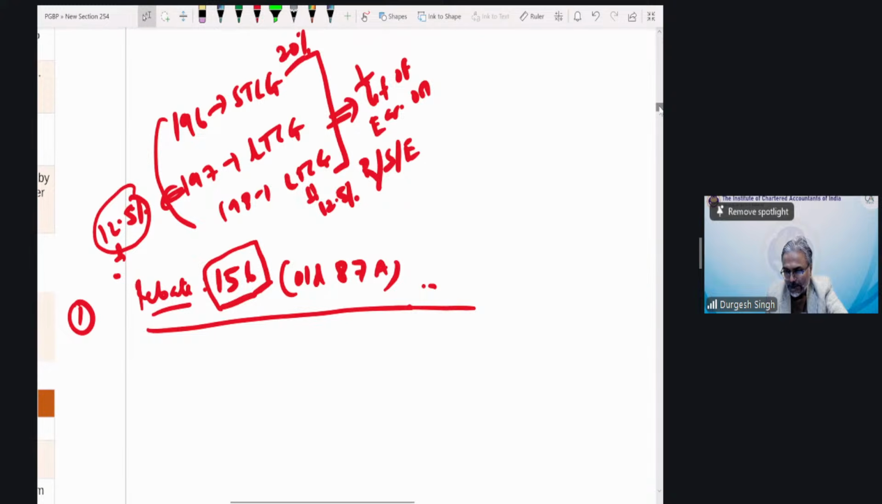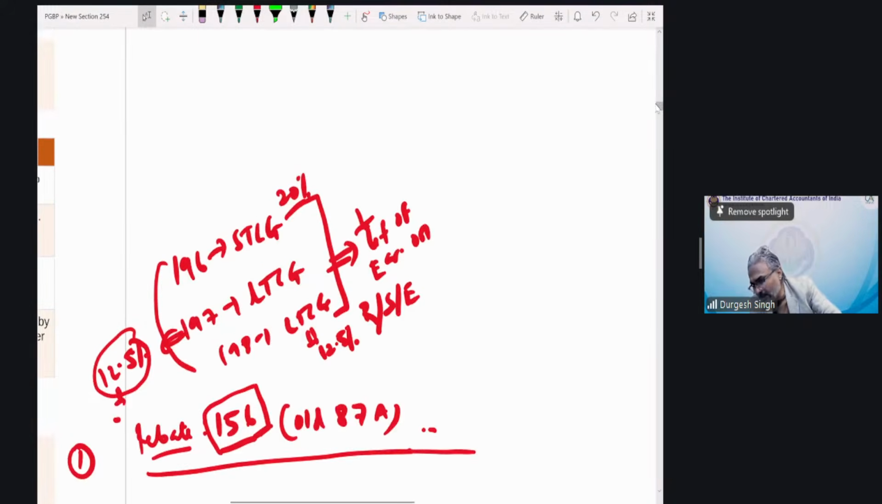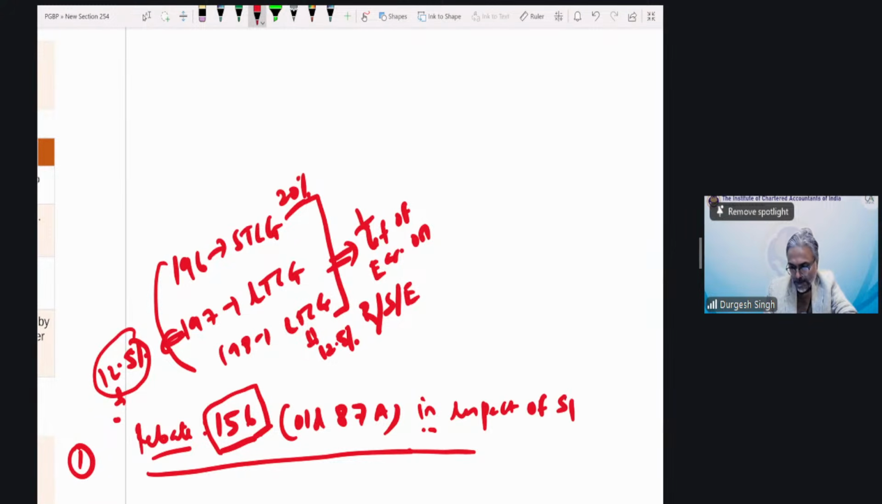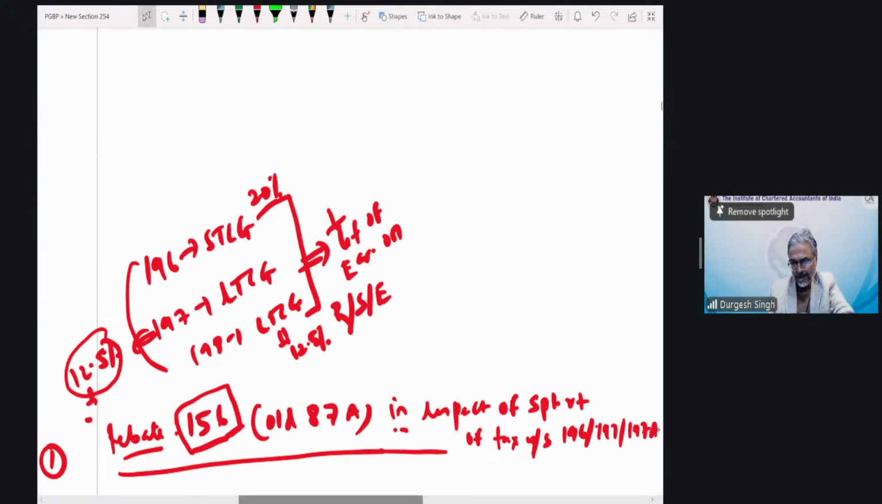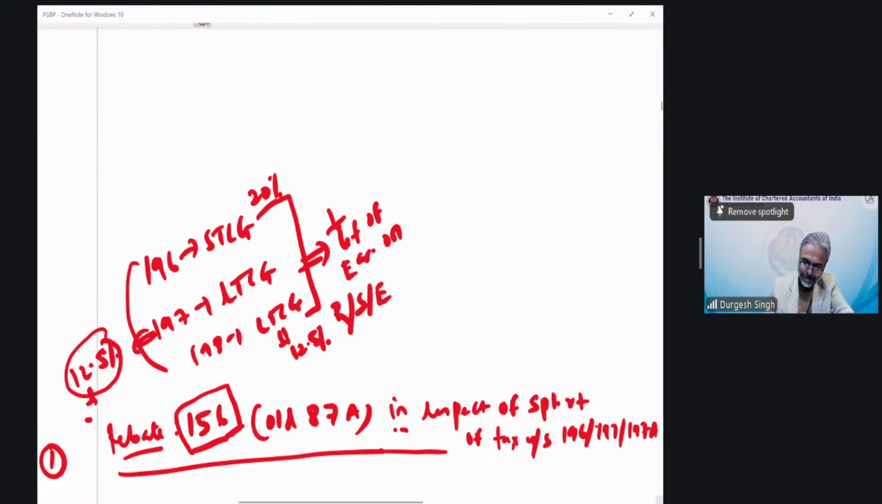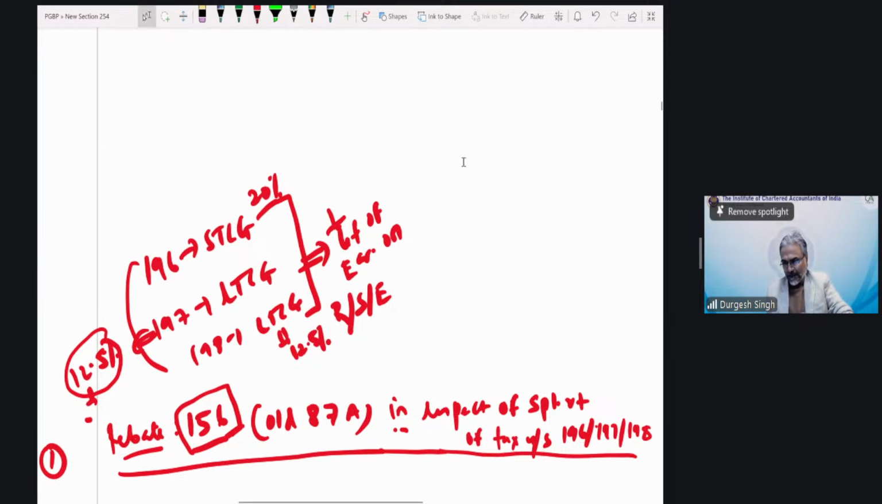rebate under section, in respect of special rate of tax under section 196, 197 and 198.